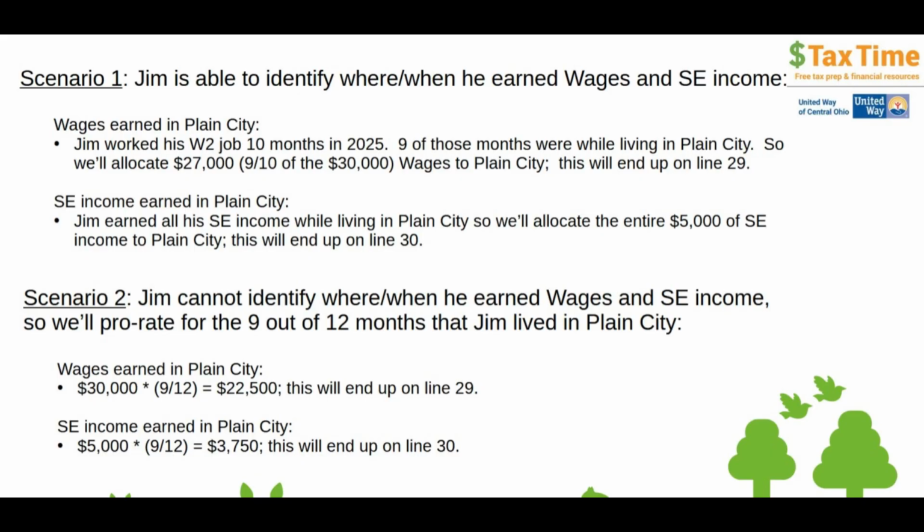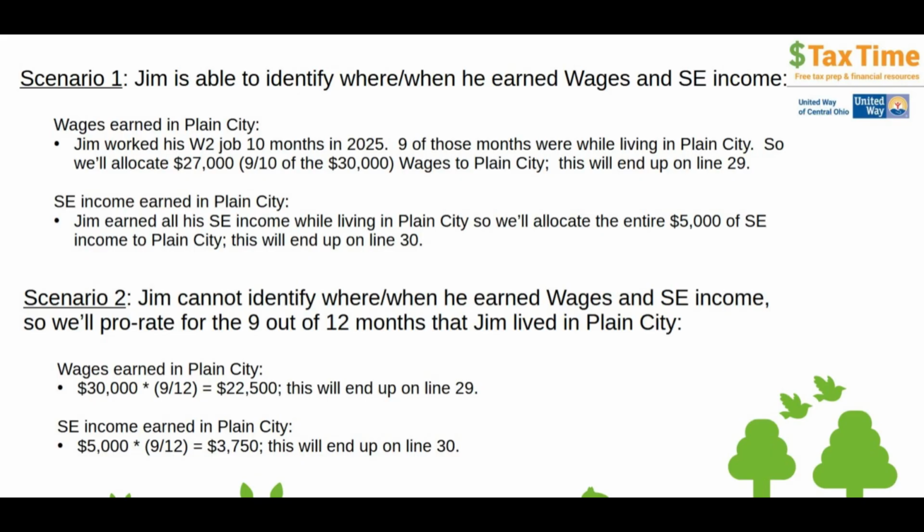For the self-employment income, Jim earned all of his self-employment income while he was living in Plain City. So we'll go ahead and allocate the entire $5,000 of self-employment income to Plain City, and this ends up on line 30. So let's say Jim wasn't able to identify where and when he earned his wages. We would go ahead and prorate this for the 9 out of 12 months that Jim lived in Plain City. So for his wages, this is W-2 wages of $30,000 times 9/12, and that is what ends up on line 29. And for self-employment income, we would allocate 9/12 of the $5,000 to line 30.